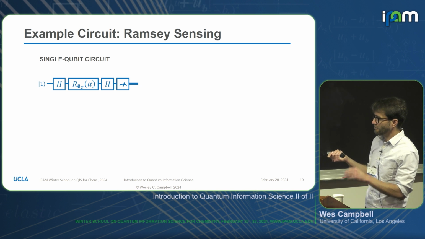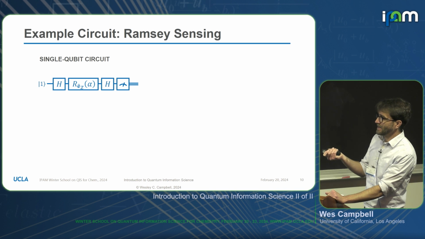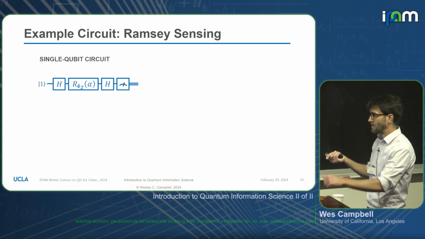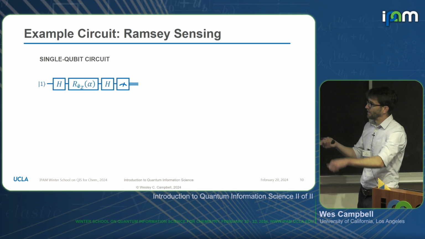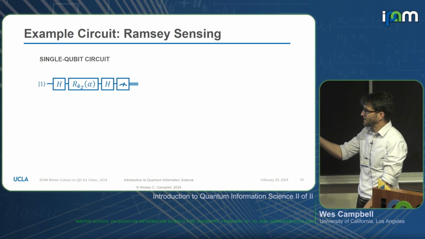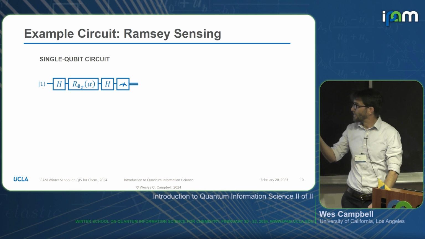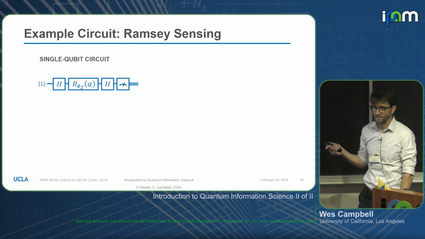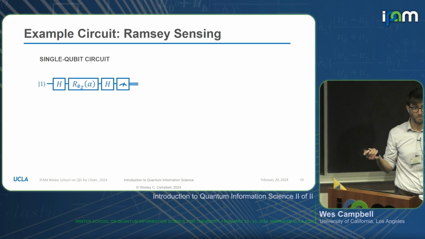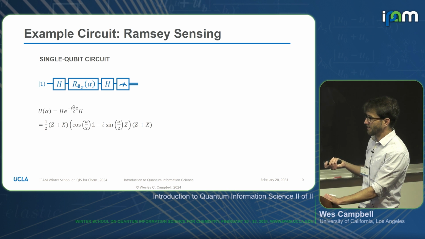Okay? Now, if you remember what a Hadamard does, it's going to take the 1 state and put it up on the equator of the Bloch sphere. So we start off at the South Pole. We're going to go up to the equator. We then have a rotation about the z-axis, right, through some angle. And then this other Hadamard is going to map back from the equator back onto the North and South Pole. And then we're going to measure here. Okay? And so this is our evolution operator.